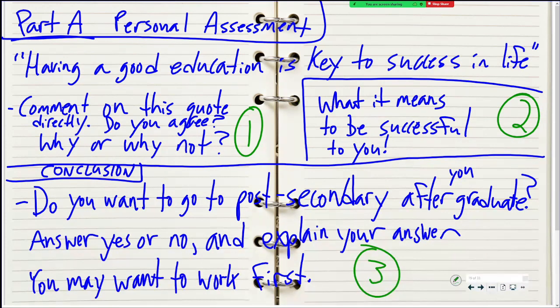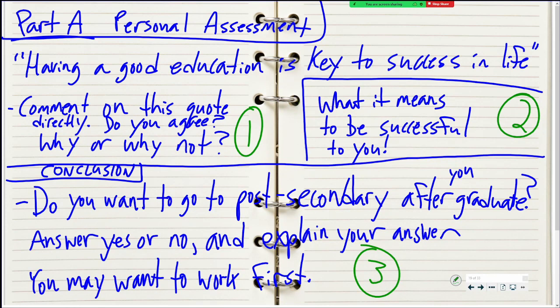What I really want you to write about is your experiences, right? What does education mean to you specifically, with specific examples from your life, with details from your life? What it means to be successful for you. Not what it means for someone else to be successful, or what it means for someone living in China to be successful, because it's not relevant to your life. What does it mean for you to be successful, and how does education help you be successful?